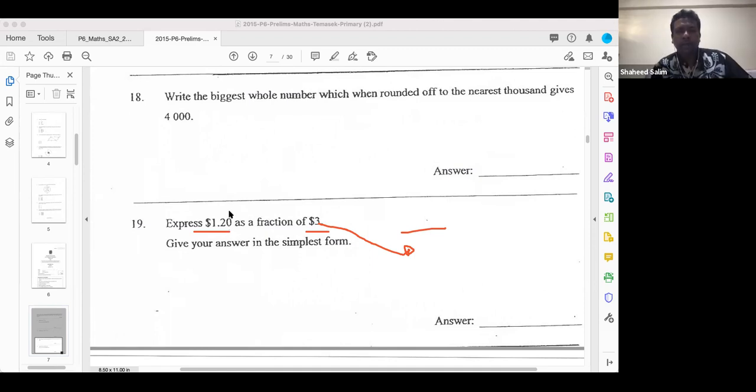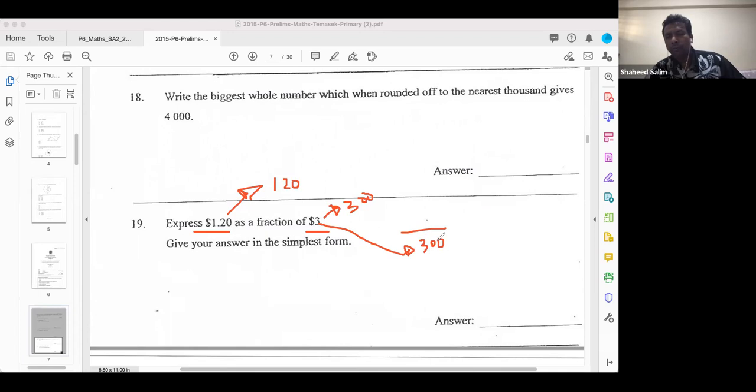$10? Okay, how many cents is this? $1 is how many cents? $1.20, you times by 100. $3 is how many cents? Times by 100, 300 cents. Put the 300 cents below.